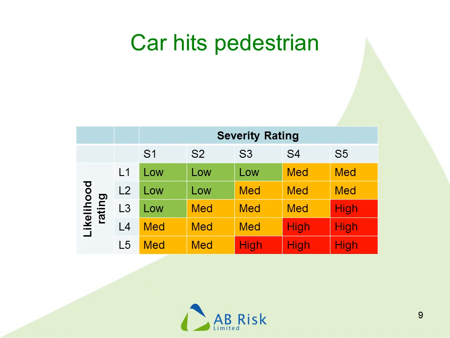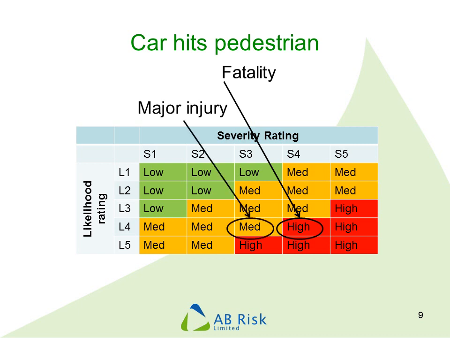So here's our matrix. We've got the fatality here as our worst case. We've said it's a high severity incident and it's likely. So that's S4 versus L4. It comes into the high risk. We had our major injury. So that has a lower severity rating, but we said it was the same likelihood.